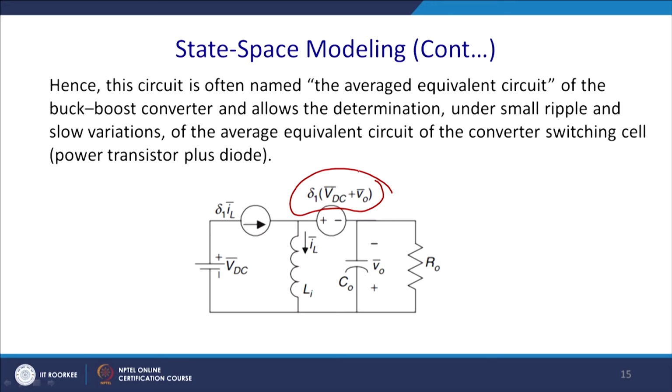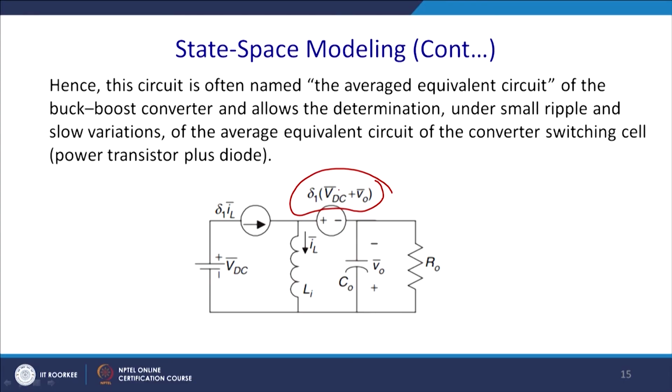You have an average value, and we have assumed that these values are constant over a period of time, because your switching frequency is quite high and your observation time may be at least 1/10 of that, and in that time you assume that things are constant. There you give a change and see what happens. Hence, the circuit is often named the average equivalent circuit.